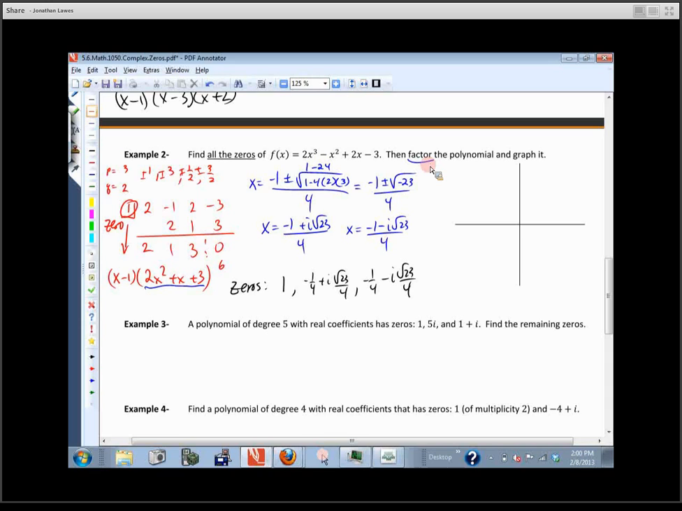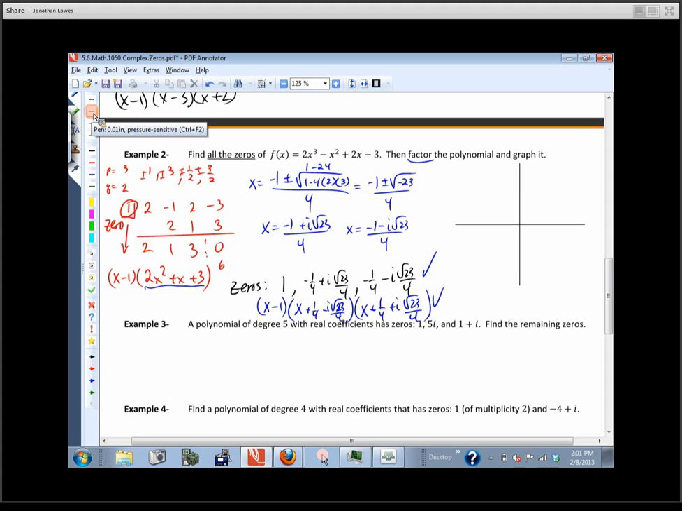Okay, one more thing before we graph. It says factor. This is x minus 1. Okay, now watch carefully. This is going to be x minus all of this stuff. What's it going to do to the negative 1/4? It's going to make it positive. What's it going to do to the positive i radical 23 over 4? Make it negative. And then this one is going to be x minus this stuff, so that's going to be plus 1/4. And then this is going to be plus i radical 23 over 4. Okay, so here are the zeros, there are the factors. Are there any questions?